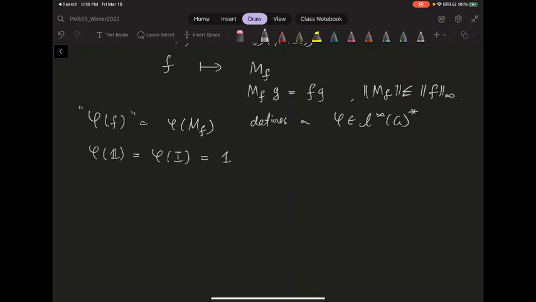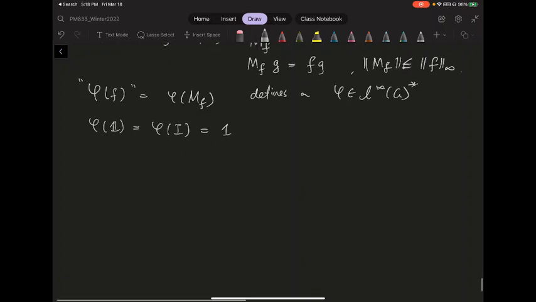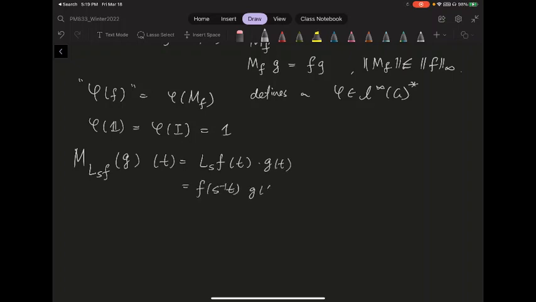And we just need to show it's actually left invariant. And to show that, I need to think about what happens when I try to left translate my function by s. Okay, so if I want to consider the multiplication map by the left translation of my function f applied to g, let's say if I want to evaluate at t, this is no other than the left translation of f evaluated at t multiplied by g of t. So this is f of s inverse t, times g of t.